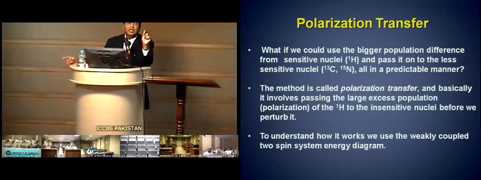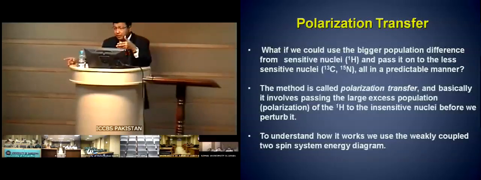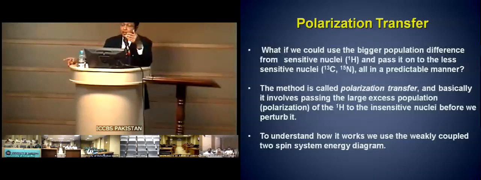The question was very, very simple. Can we use the bigger population difference of a sensitive nuclei and transfer it to the less sensitive nuclei, pass it to, loan it to less sensitive nuclei or insensitive nuclei in a predictable manner? There was a question. This was called polarization transfer. There were many names. There was selective population inversion, selective population transfer, polarization transfer. Eventually people agreed on a terminology called polarization transfer.